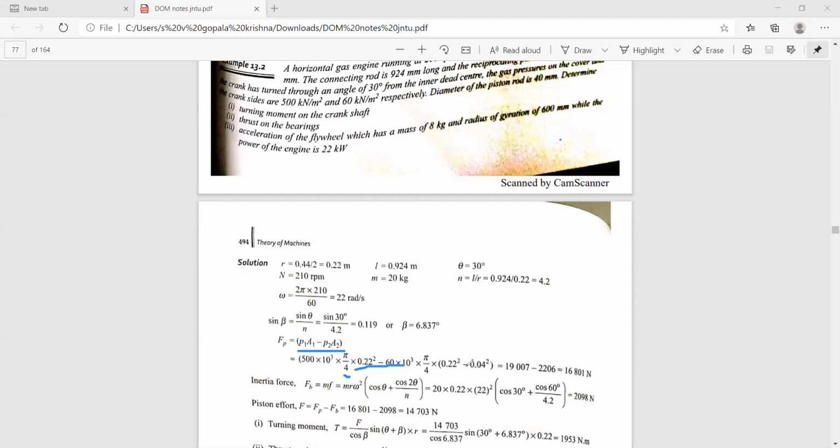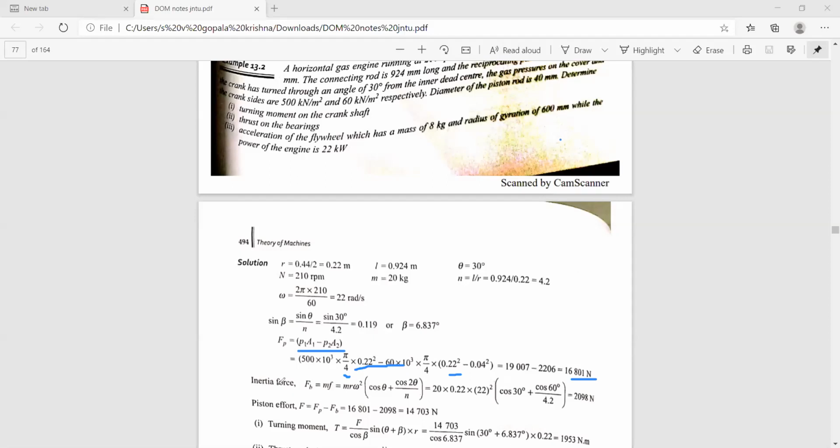A2 will write here: bore radius, or rather bore dia minus piston dia. We may also rewrite here 0.44. Then you will calculate the FP value. Actually, we may have some mistakes in our substitution, so just make the calculation of the FP value.